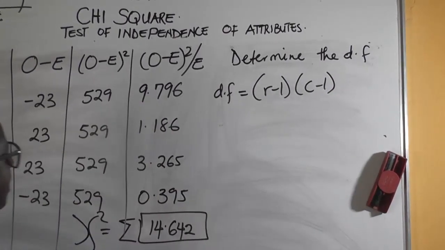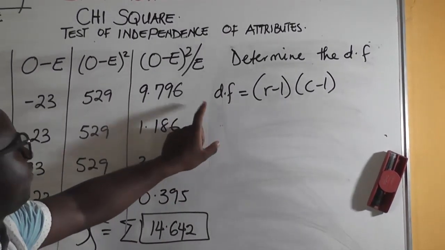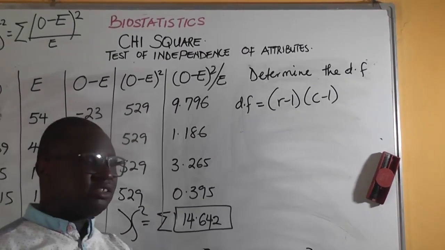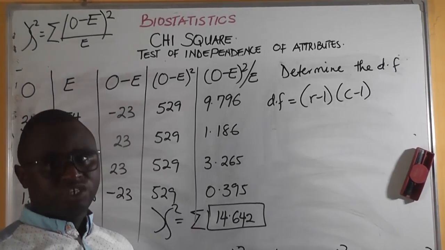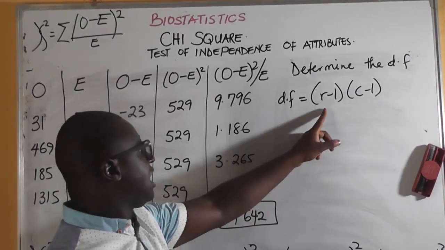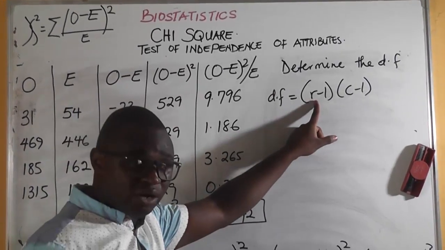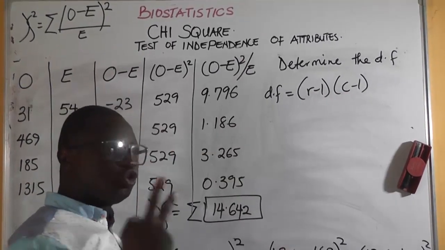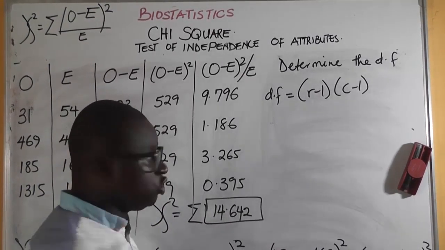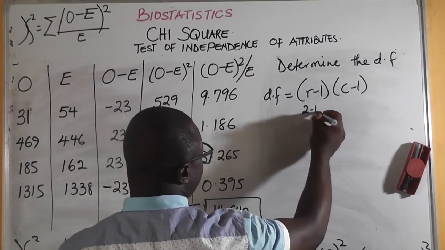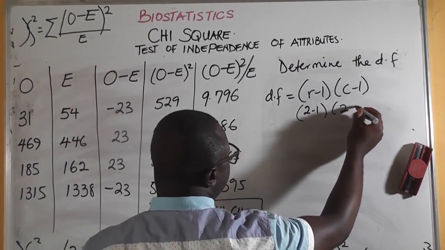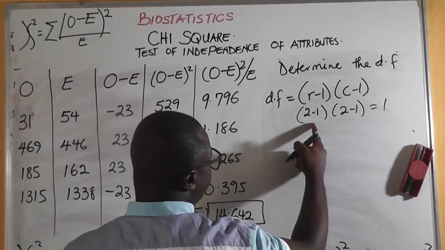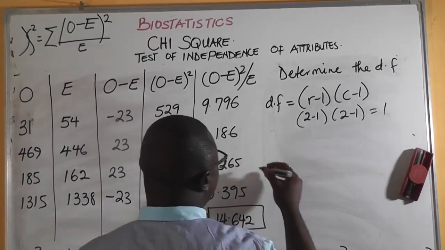What do I mean by that? To determine degrees of freedom for chi-square, every statistical test has its own formula for degrees of freedom. But for chi-square it is R minus 1, where R stands for row, then C minus 1, where C stands for column. Remember we had 2 columns and 2 rows. So that will be 2 minus 1 and 2 minus 1. Everything will give us 1, because 1 multiplied by 1 gives us 1.